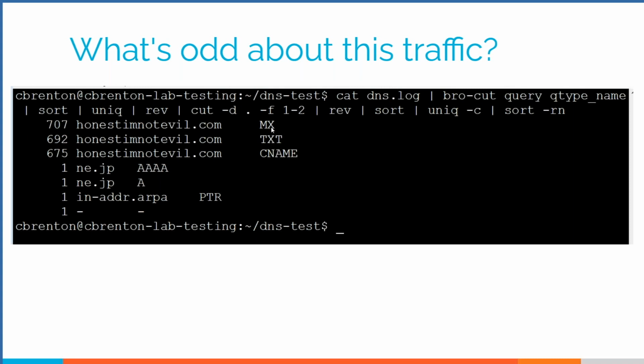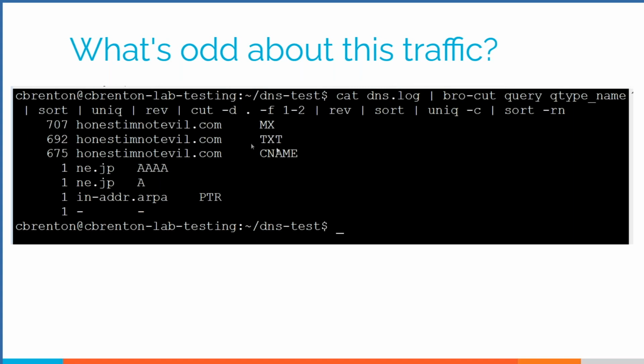We're looking up MX records, which is, hey, I want to find the mail server for this domain. That's a lot of mail server lookups, right? Why are there so many mail server lookups? I should be able to learn it and then cache it for some period of time. I wouldn't expect to see more MX queries versus anything else.